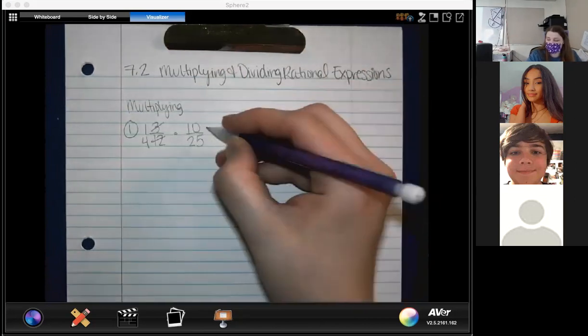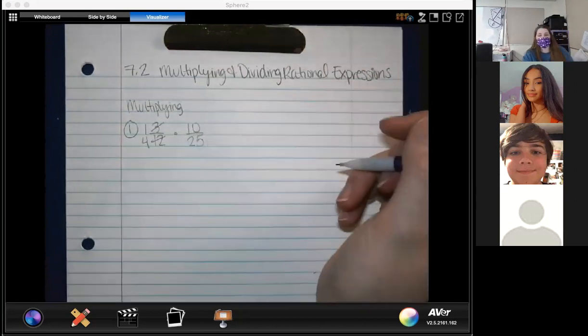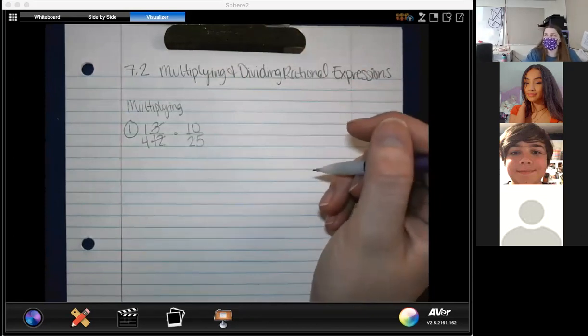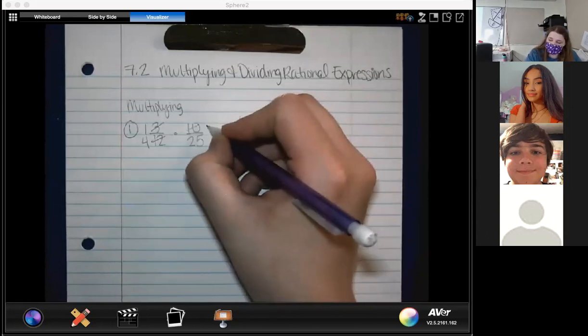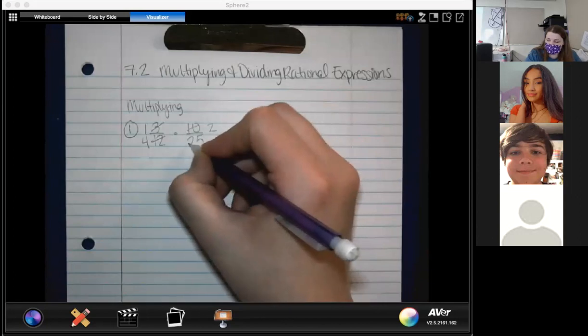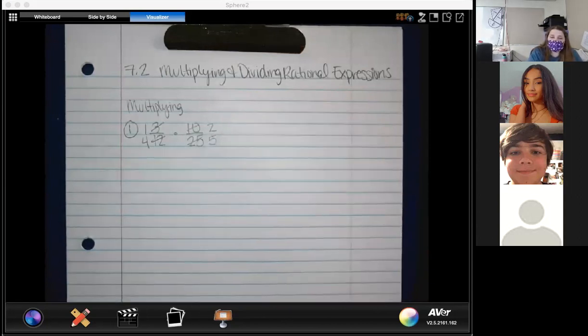Now let's look over at 10/25. How can each of these simplify? What factor is in both? 5. So 10 divided by 5 is 2, and 25 divided by 5 is 5. Is there anything else I can simplify before multiplying? I could still simplify one more thing before multiplying. So we simplified vertically. How else can you simplify?